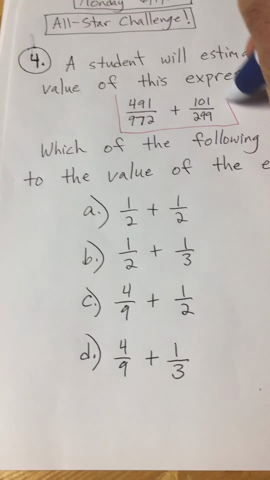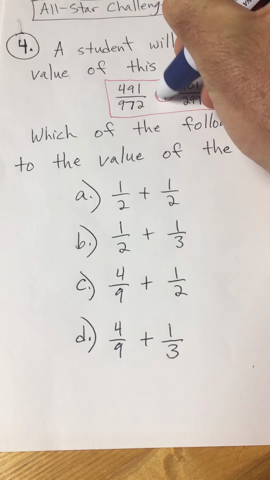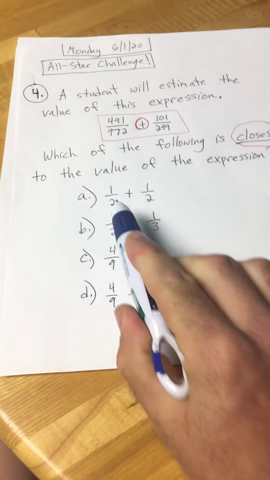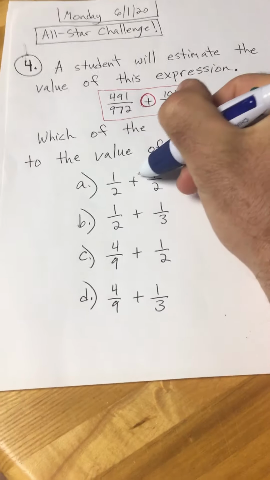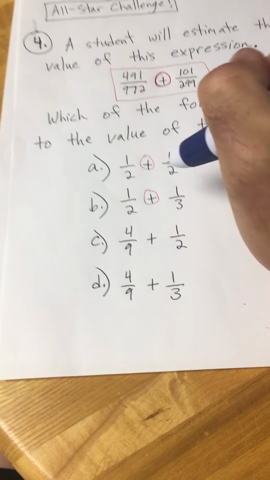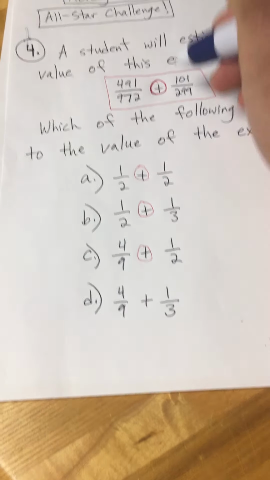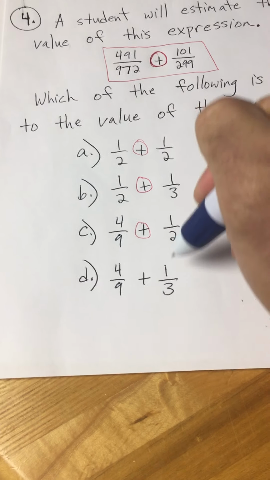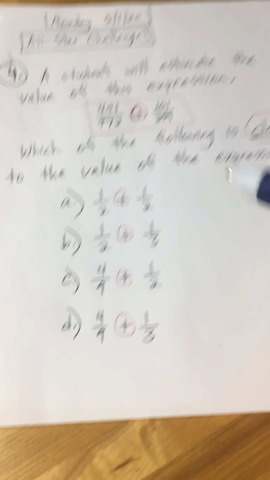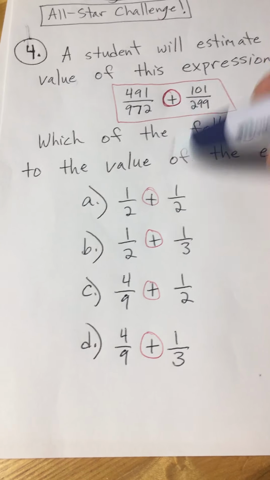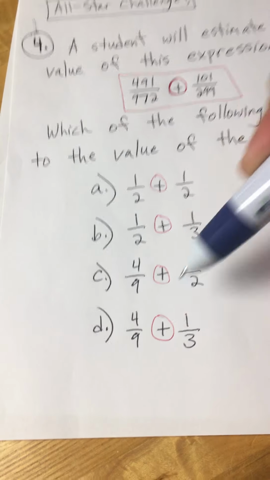So we're looking at this. We're going to add these two fractions. Notice the answer choices all have an addition symbol. So we're just going to have to estimate this side and see which one of these matches it, and then estimate this side and see which one of these matches it. Okay, because we don't actually have to add them, because down here you can check, there are addition symbols.